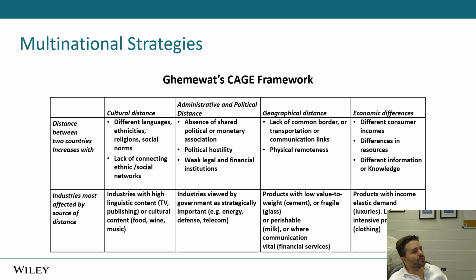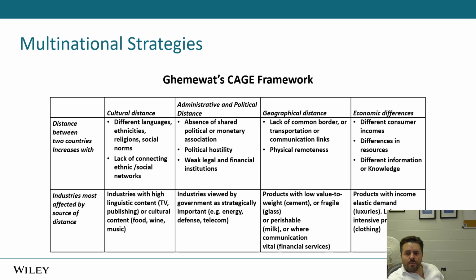American companies for years have found out that their intellectual property is often stolen when they do business in China and other countries where intellectual property protection is weak. So industries that are most affected, well, industries viewed by the government as strategically important: tech, chips, defense, even telecom. There was a ban on Huawei phones in the US because it was believed that the Chinese government was spying on Americans that way through those phones.